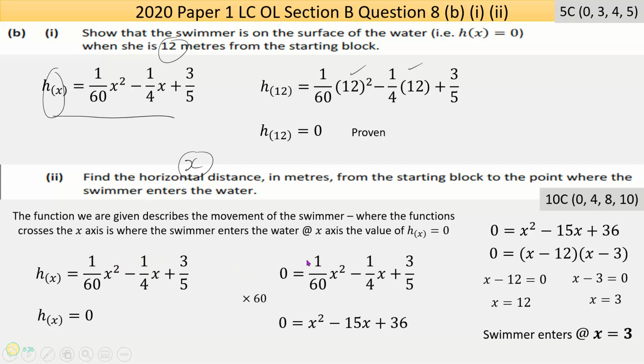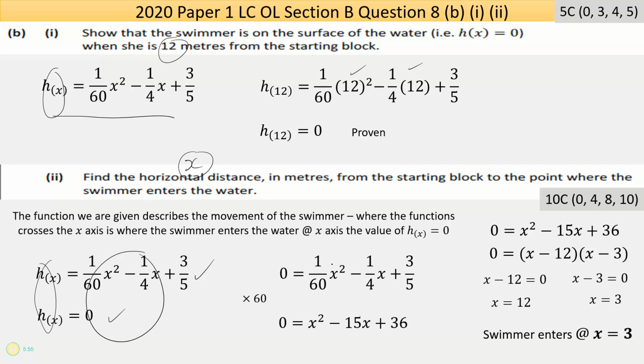So I have to make that realization. This is my function. I'm looking for when h of x is equal to 0. This is an important concept to get in maths. If these two things are equal, well then so are these two things. And once you make that realization, you can put them equal.